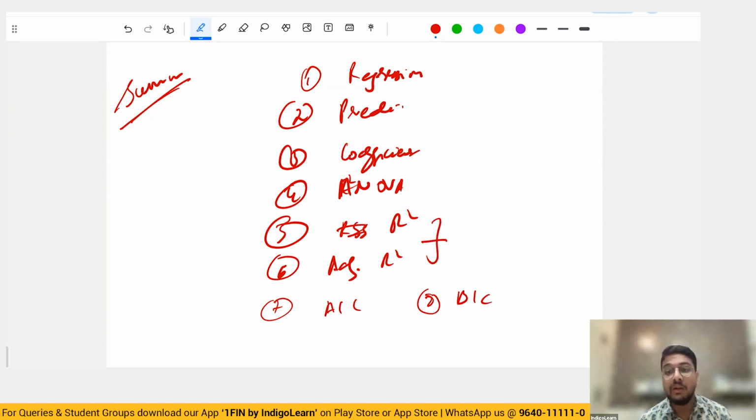If I want to have a good predictive power in the model, then I'll use AIC. If I want to have a model which has better goodness of fit, then I'll use BIC. I hope it is making sense a bit for now.